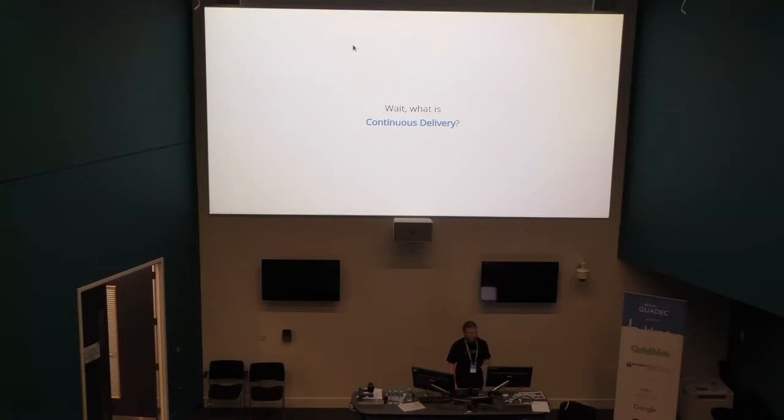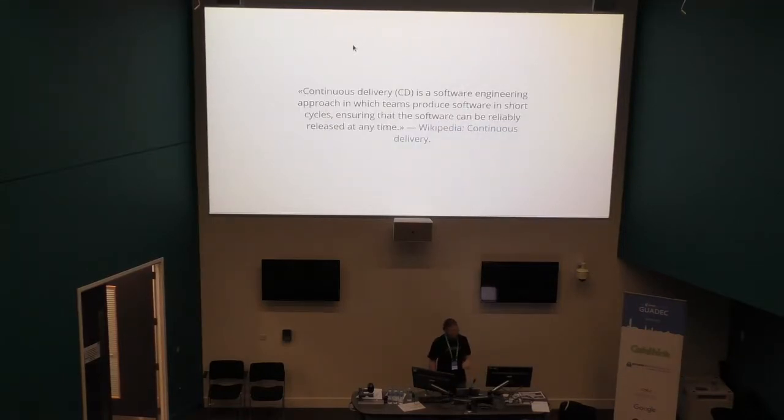What is continuous delivery then? So again, thanks to Wikipedia. Continuous delivery is a software engineering approach in which teams produce software in short cycles, ensuring that software can be reliably released at any time. In more prosaic terms, it's a way to take all the resources that make a project, deploy them to a staging location, and run the tests.